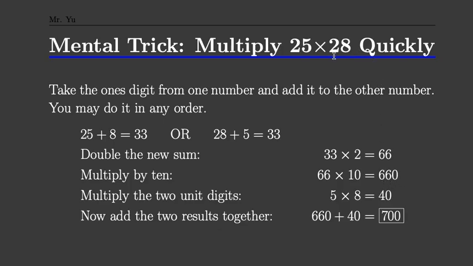Then you multiply the two unit digits, 5 and 8. That's equal to 40. And then you add the two results together. You get 660 plus 40 is equal to 700.